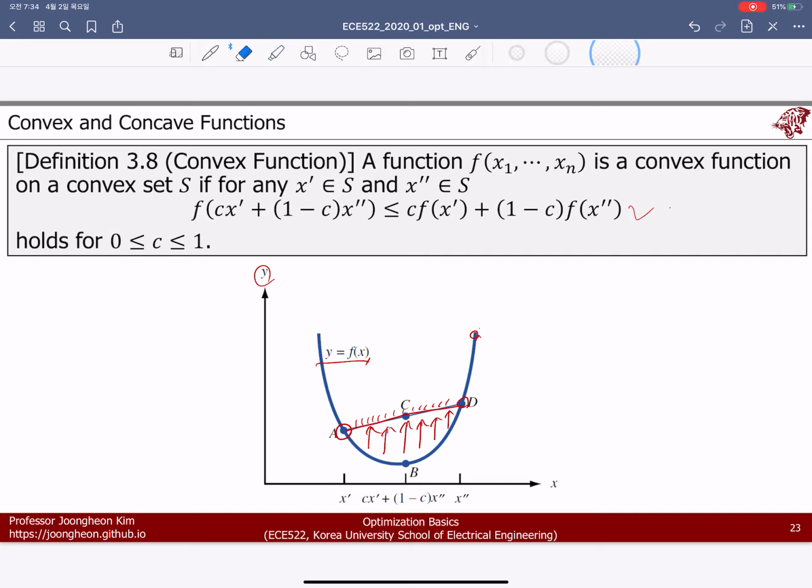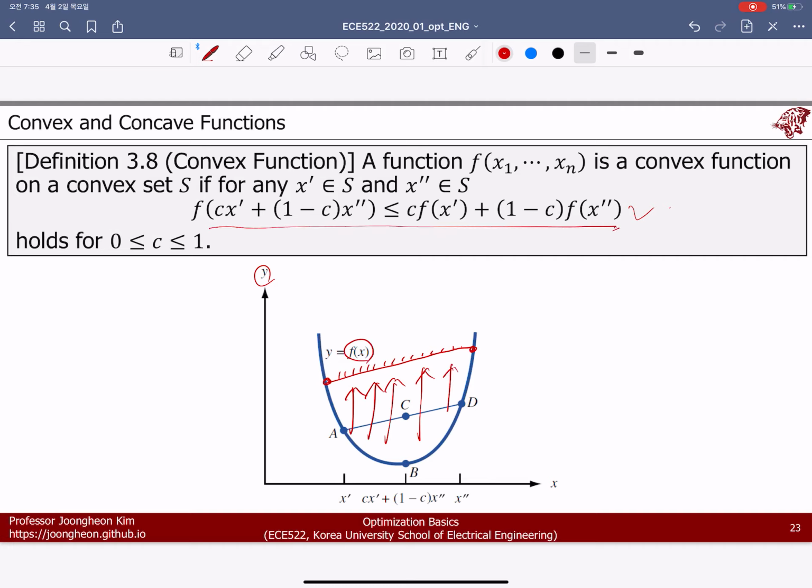Okay, so for example, suppose that we pick two other random points, this one and this one, and then we will make a line just like that, and any points on top of this line should be equal to or larger than the given function f of x. Okay, then that can be denoted by this one. So this is called convex.